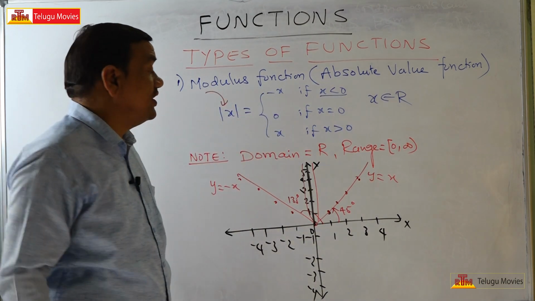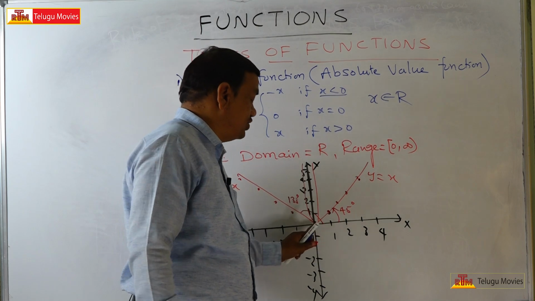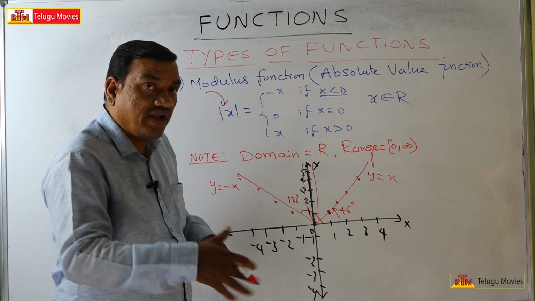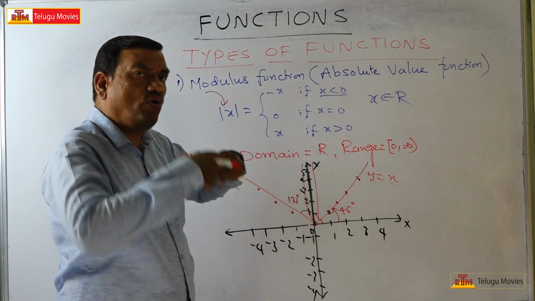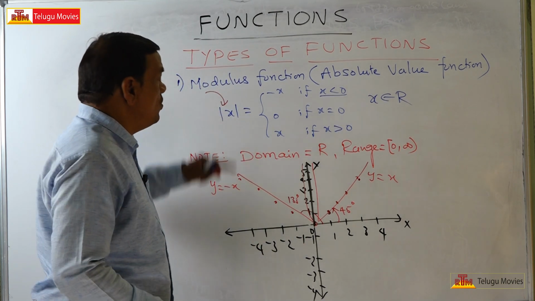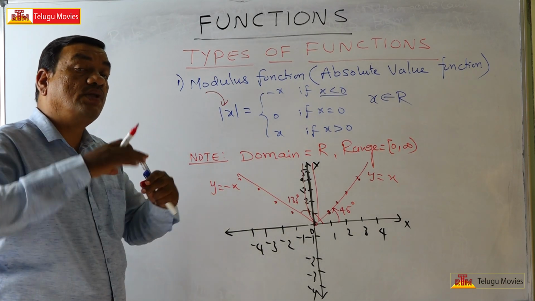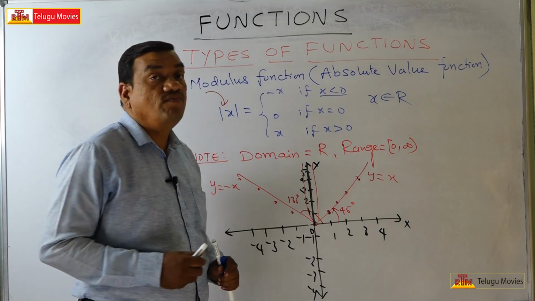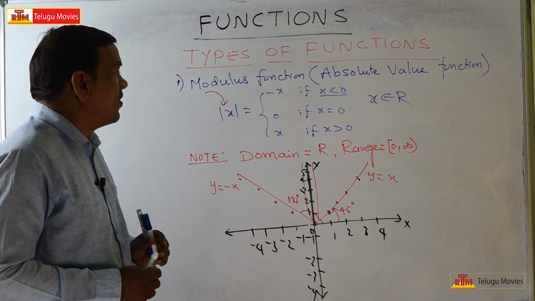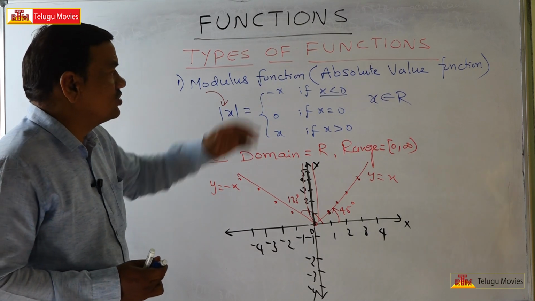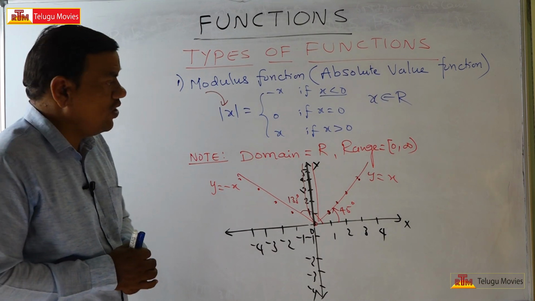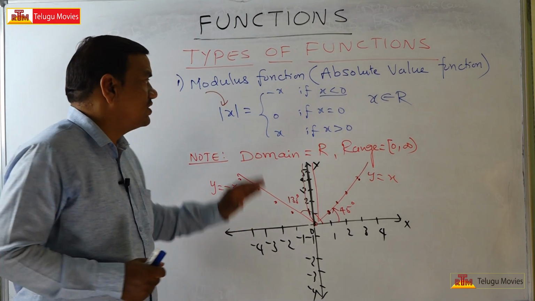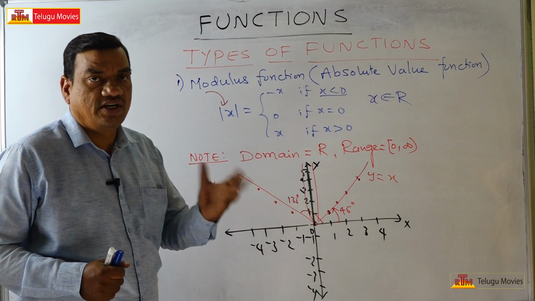But the output, that is the y value, the f of x value, is always from 0 to infinity. The more the input value you give, the more output value you will get. Understand this? So, this is the graph of the modulus function. This is also called the absolute value function. Now, we are going to see some very important basic properties of the modulus function.